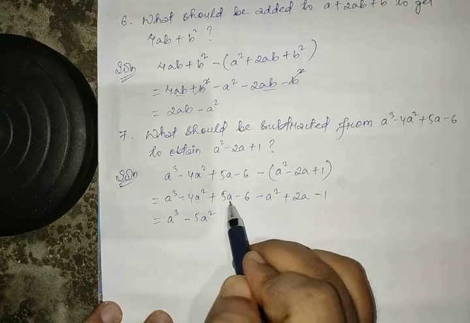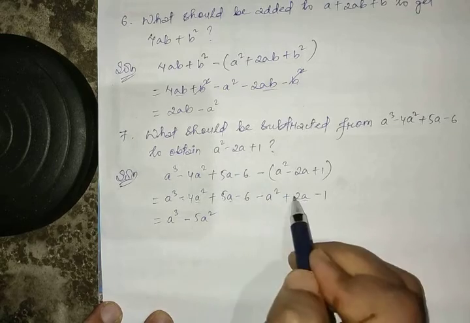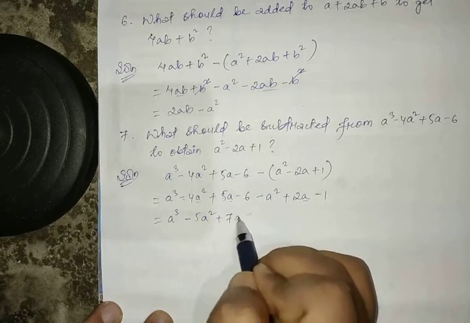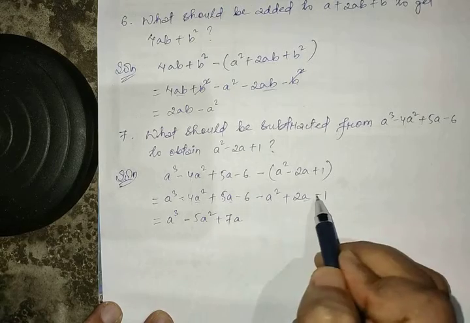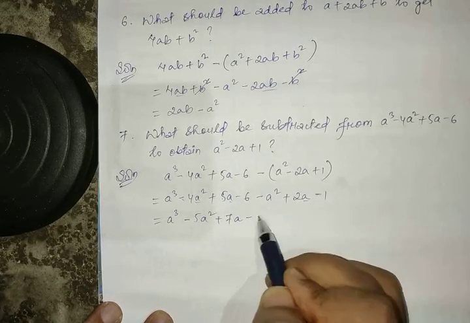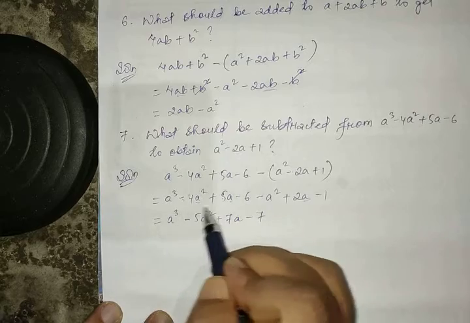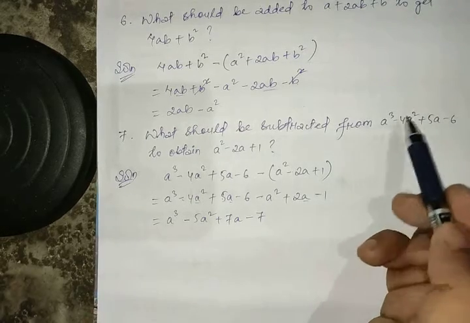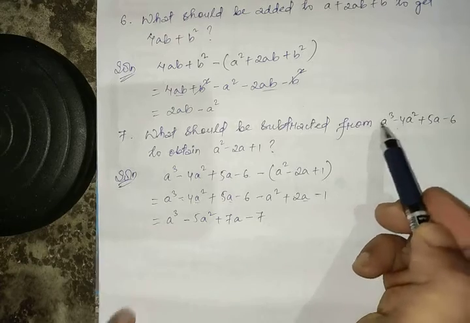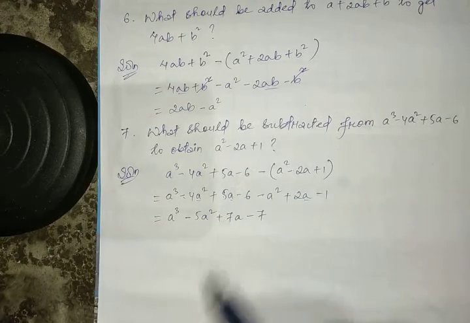Next let us search for a. Here we have a. So 5 plus 2 is 7, so it will be 7a. Next the only numbers, minus 6 and minus 1. Minus minus plus, but the sign will be minus. 6 plus 1 is 7. So that means this is the required expression which we have to subtract from this expression to obtain this.